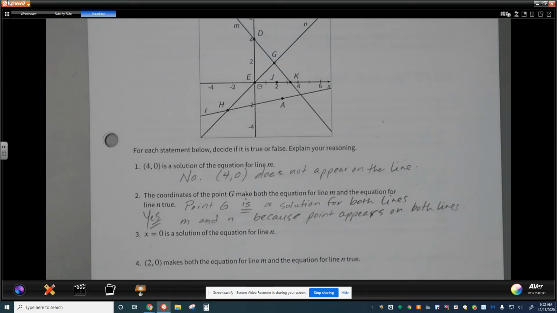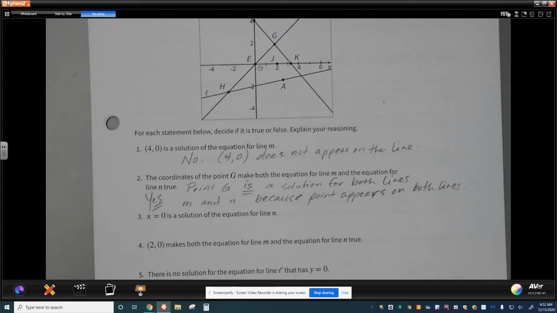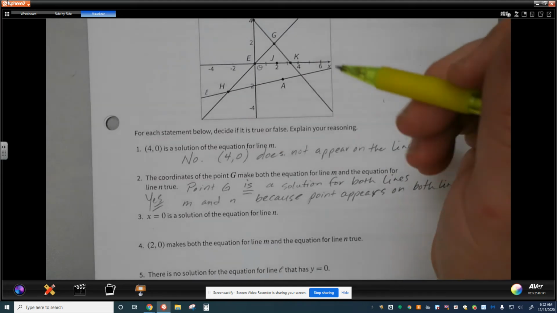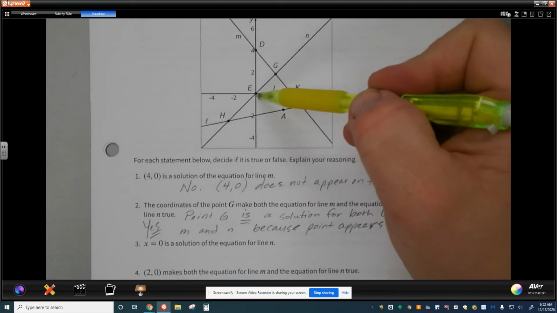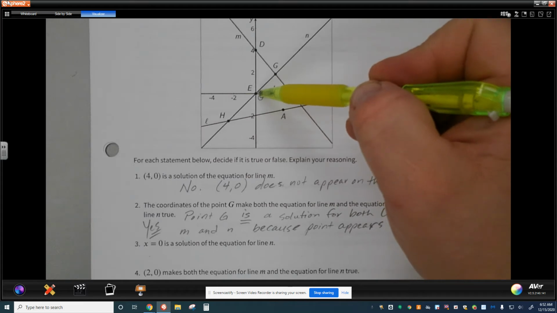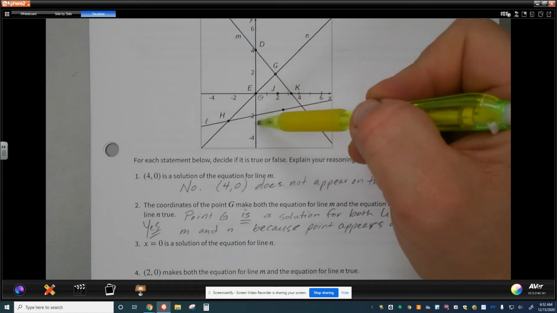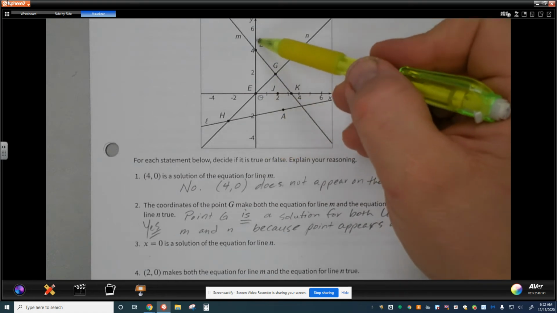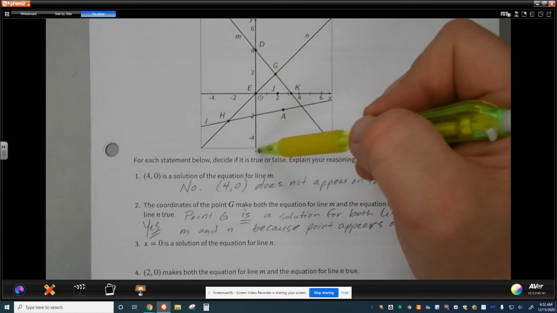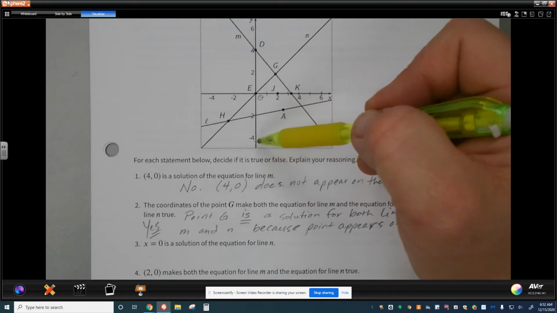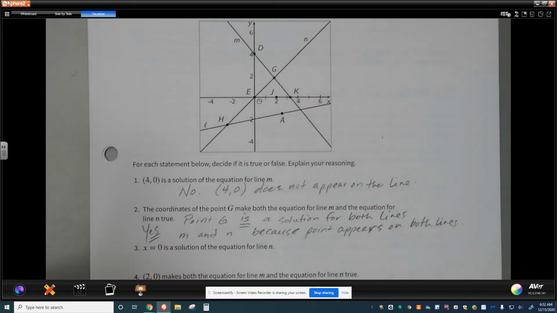How about when we say when x equals 0 is a solution for the equation for line N? Well, that might be tempting to say because x equals 0 would be somewhere right here, but x equals 0 is anywhere along the y-axis. So since it's anywhere along the y-axis, it's not enough information to know if it's really truly a solution.